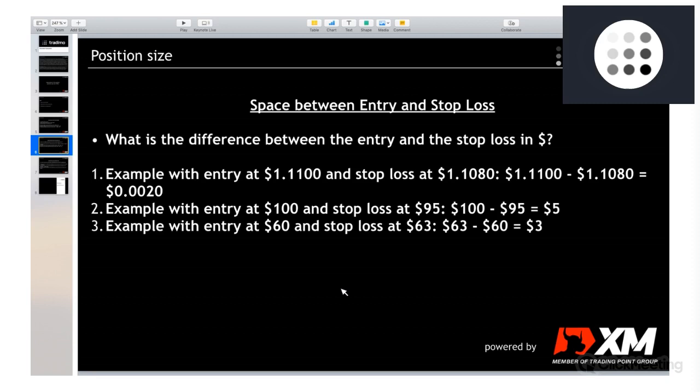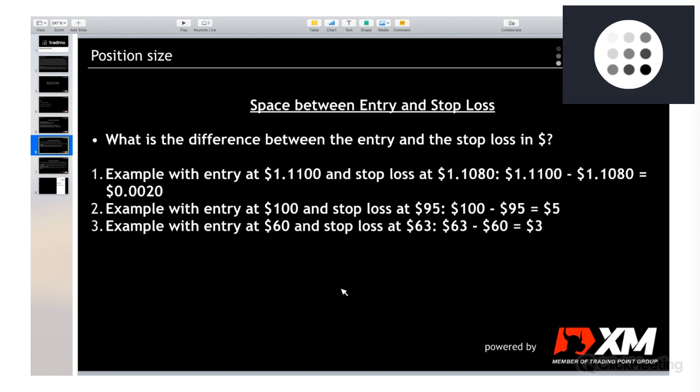If you want to enter a trade at 1.11, and this, for example, could be a currency pair, and your stop loss is at 1.1080, then the distance between these 2 levels is 0.0020, or in other words, 20 pips. Pretty simple. The second example could be a stock. The entry should be at 100 and the stop loss level should be at 95.